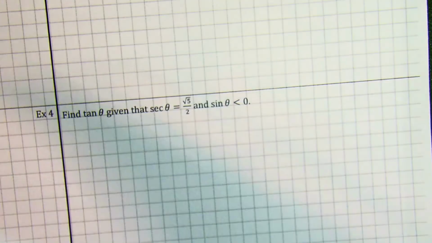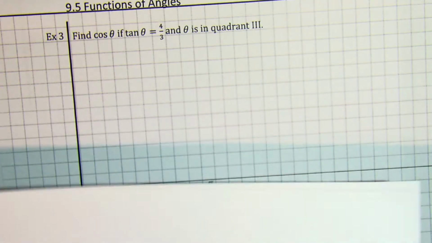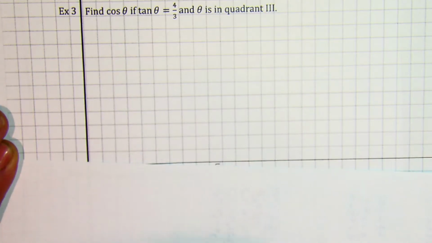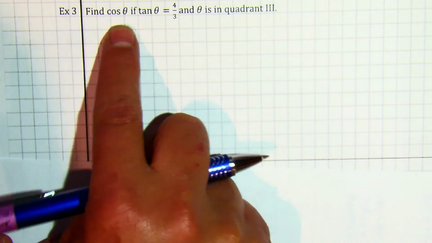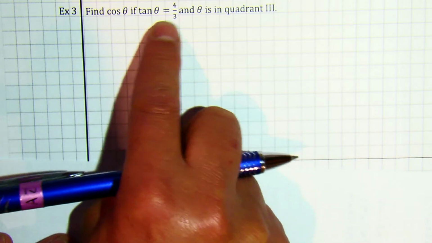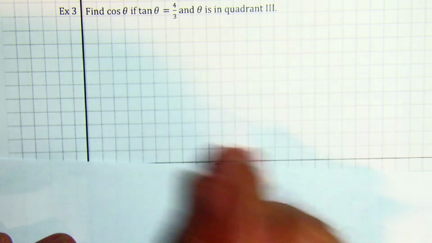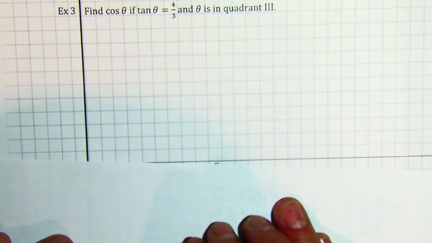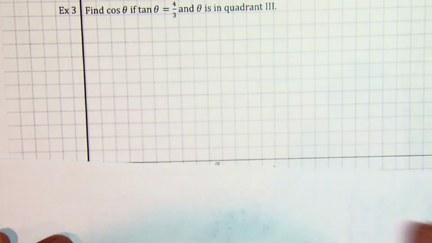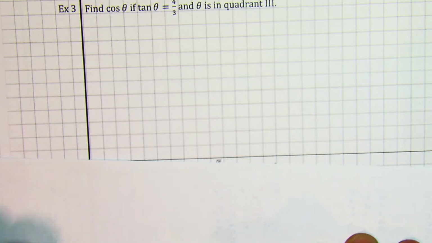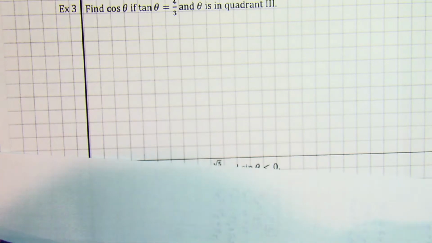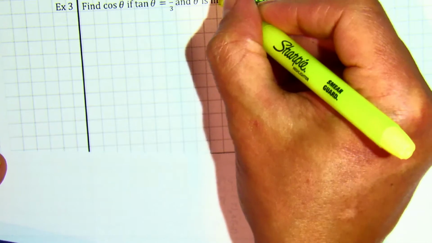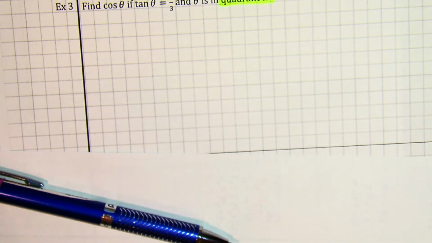Example number 3. Find cosine if the tangent of theta is equal to 4 over 3, and theta is in your third quadrant. So once again, we want to make sure that we sketch the angle. And this is going to be the clue that you should be doing that. They tell you that it's in quadrant number 3.